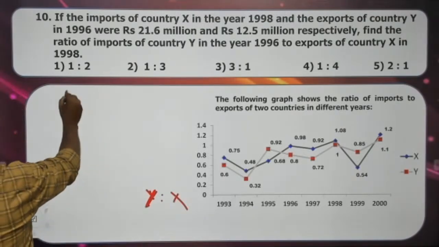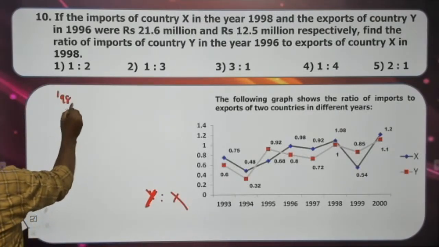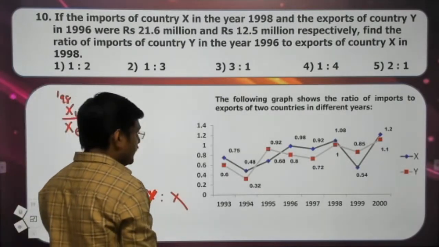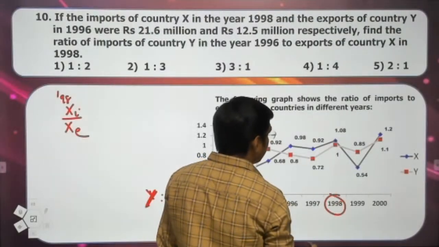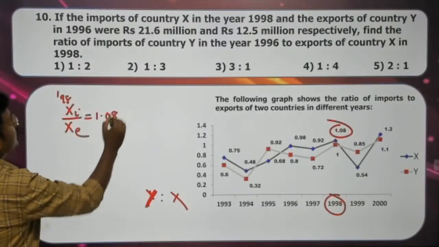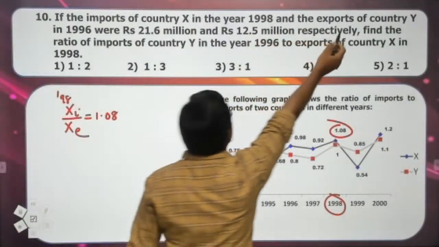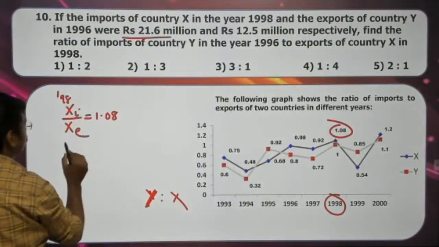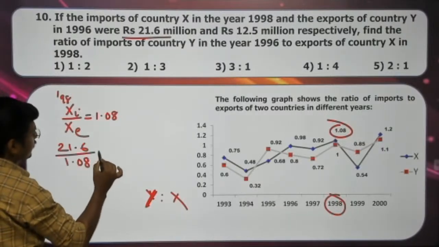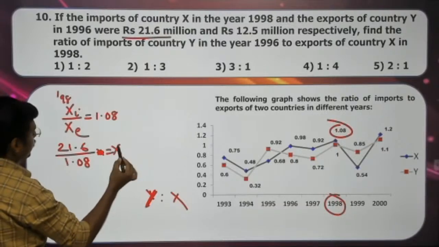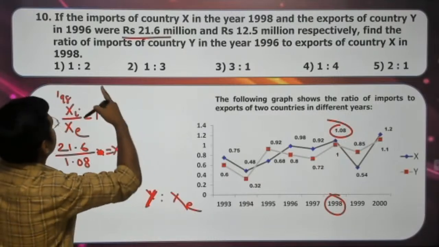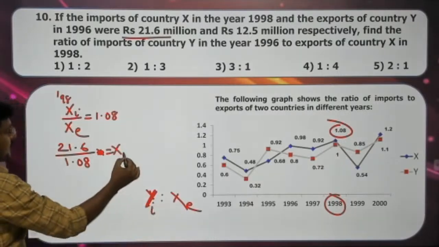First condition: for the year 98, import to export for country X is 1.08. It is clearly given that the import of country X in 98 is 21.6. So 21.6 divided by 1.08 is equal to the export, right? Here, because we need to find export of country X and import of country Y. So we will get the export.